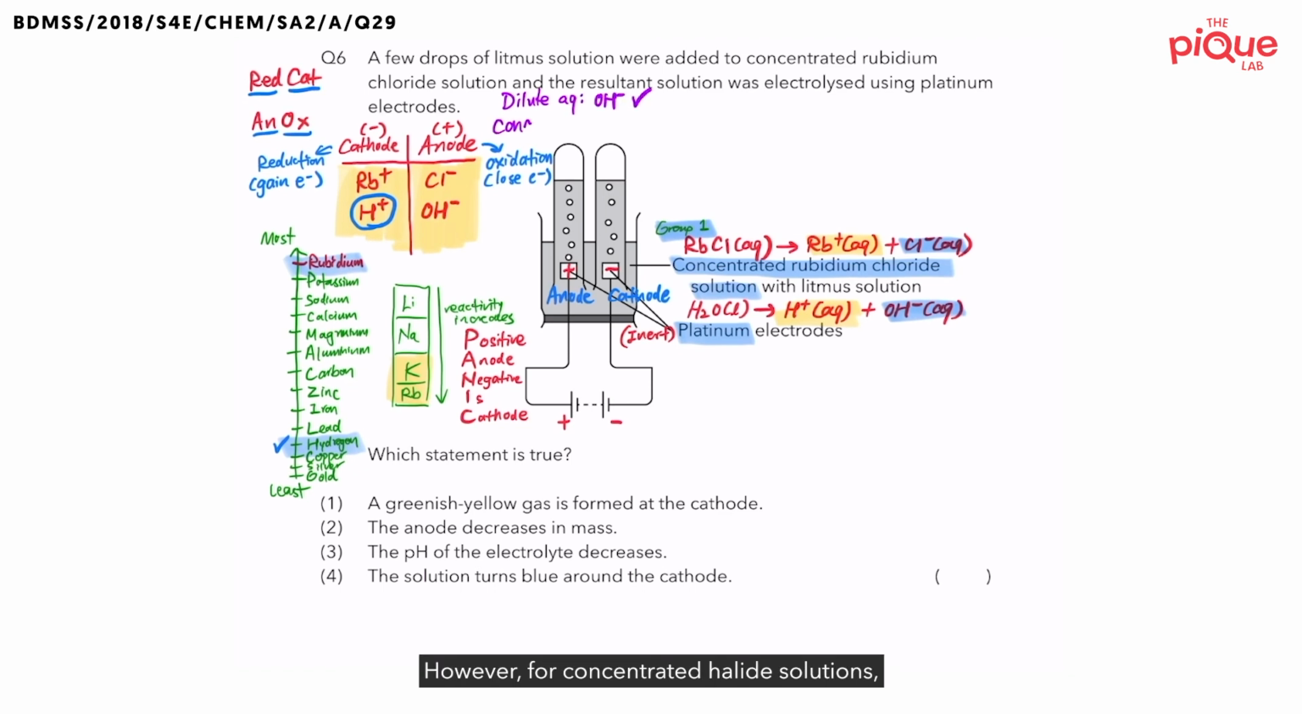However, for concentrated halide solutions, such as chloride, bromide, or even iodide, the halide anion will be preferentially oxidized. For this case, the chloride anion, which is present in concentrated solutions, will be preferentially oxidized. Now, take a few seconds and try to work out the equation for the reaction that is happening at the cathode as well as the anode.